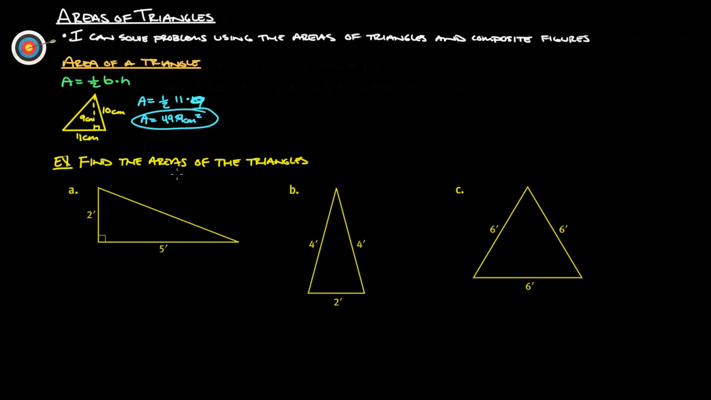Okay? Let's find the areas of these triangles. So this is going to be area is 1/2 of 5 times 2, because that's the base and that's the height. Okay, so that's going to be half of 10, which is 5, and then that's feet squared. These are all in feet here.